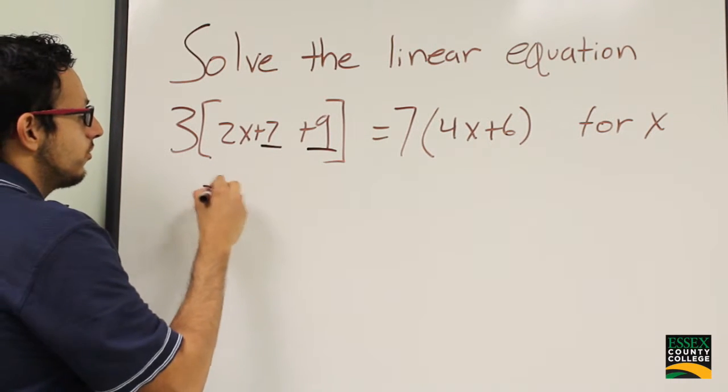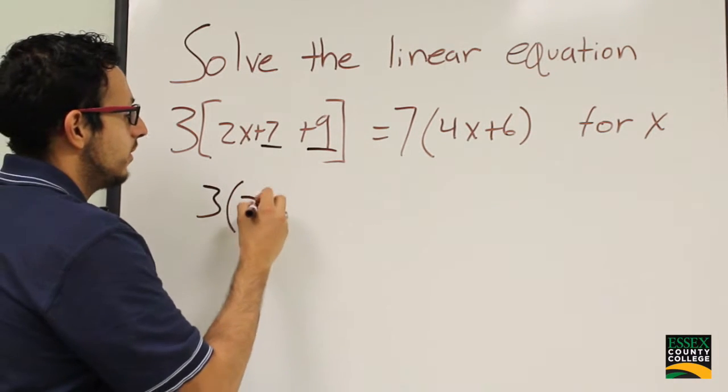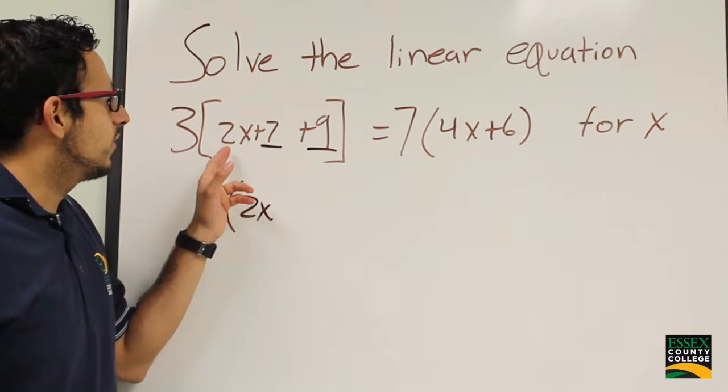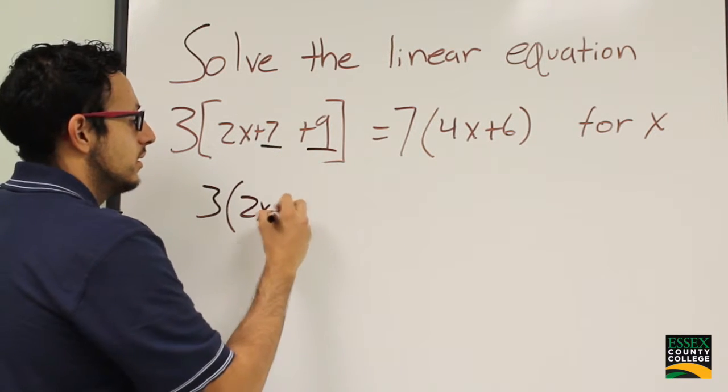So we're going to bring down the 3. We're going to multiply 2x. This 2x could come down because there are no like terms. It's not being affected by anything. And then we can collect like terms: 7 plus 9 is 16.